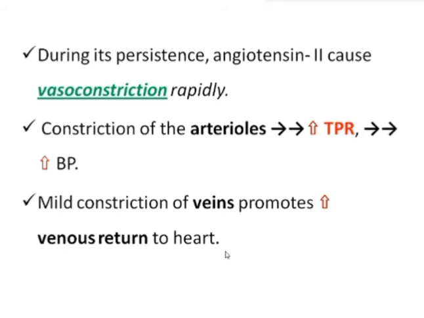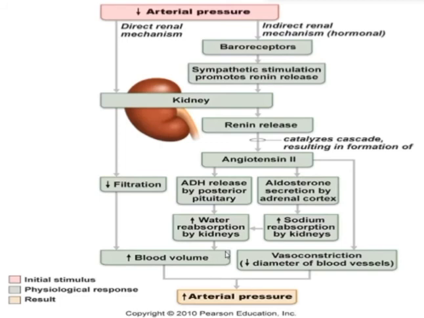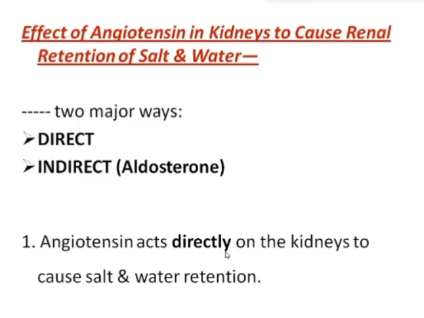अच्छा, अब इसका दूसरा इफेक्ट देते हैं। एक तो वेसोकंस्ट्रिक्टर है, ठीक है। I think after some time I'll do this with you, पहले आगे जाते हैं। So effect of angiotensin in kidneys to cause renal retention of salt and water. One was the vasoconstriction. The other effect is to make the kidneys retain salt.